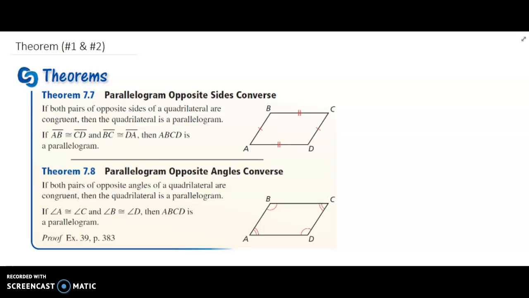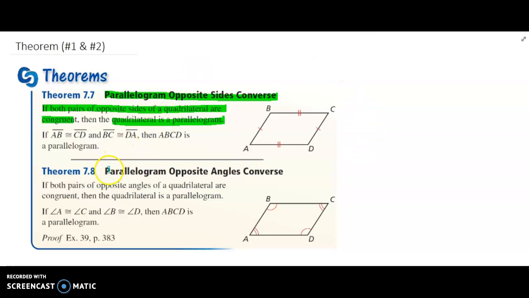Okay, so there are 4 theorems here, and a few of them are converses of the last section, but not all. One of the ways is the parallelogram opposite sides converse. Remember, the converse is just when we flip the hypothesis and the conclusion. So this theorem tells us if both pairs of opposite sides of a quadrilateral are congruent, then it is a parallelogram. So we don't need to know they're parallel. Just knowing that both pairs of opposite sides are congruent is enough to say that this is a parallelogram.